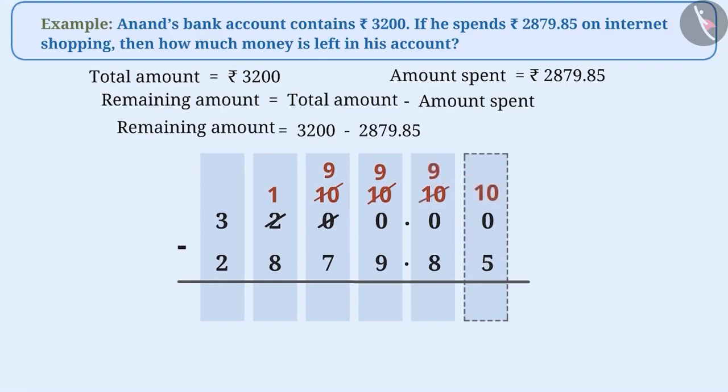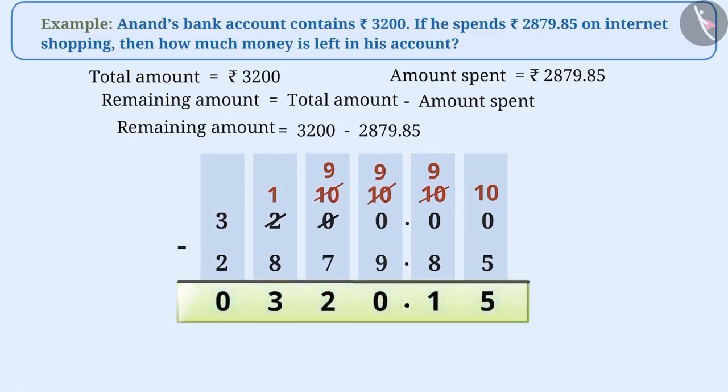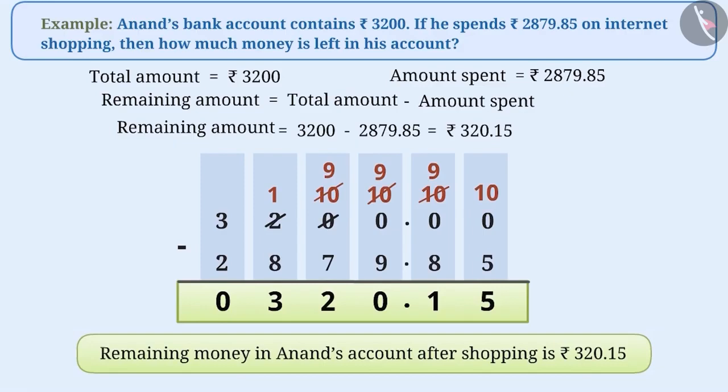Now, the value at hundredth place is 10. Subtracting 5 from 10, we get 5, which is written in the hundredths place in the result. Similarly, by subtracting 8 from 9 at the tens place, we get 1, which is written in the tens place in the result. By calculating the same way, we get the result as 320.15 rupees. Now pause the video and try to understand how we solved this.